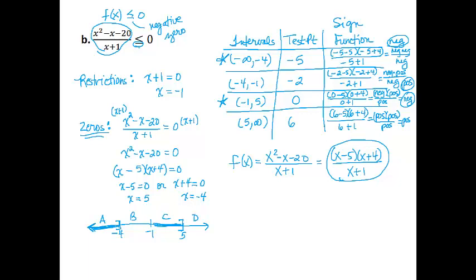But what happens at negative 1? Negative 1 is a restriction, right? We cannot include it, so we have to have a parentheses at negative 1. So our solution set would be negative infinity to negative 4 with a bracket, union, parentheses at negative 1 to 5 with a bracket. Does that make sense?